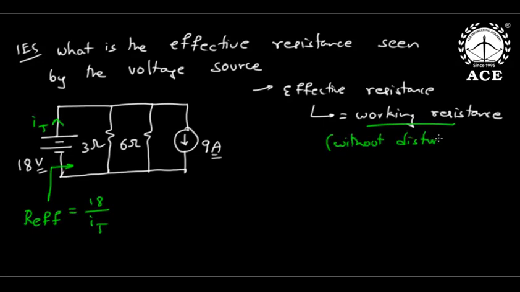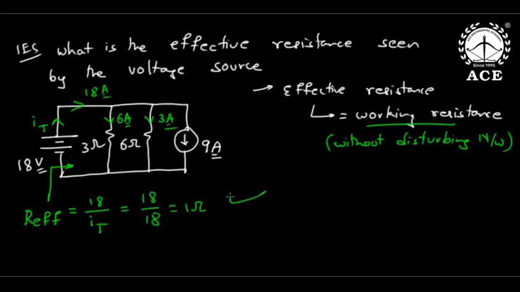Without disturbing the network, it is 18 volt by I total. So, what is this now? 18 by 3, this is 6 amperes. 18 by 6, this is 3 amperes, and this is 9 amperes. So total 9 plus 9, this is also 18. So I total is 18. 18 by 18, it is 1 ohm. If I ask Thevenin's resistance, that is different. That is 2 ohms, 6 in parallel to 3. But here effective resistance has a meaning, sir. Effective resistance is different.